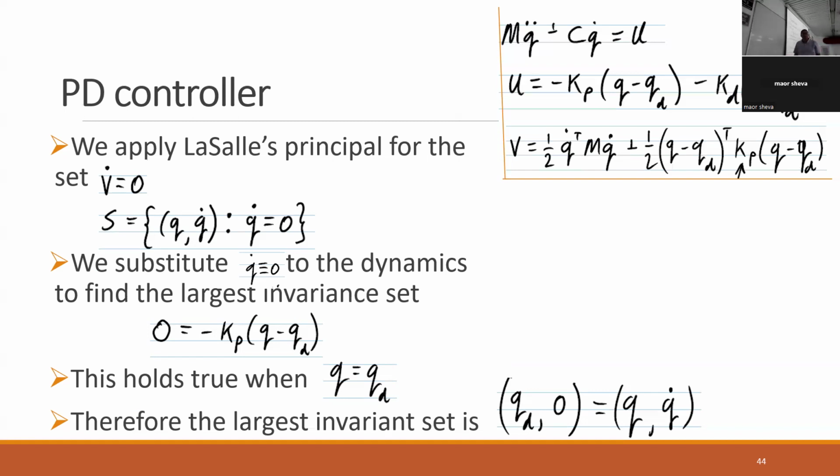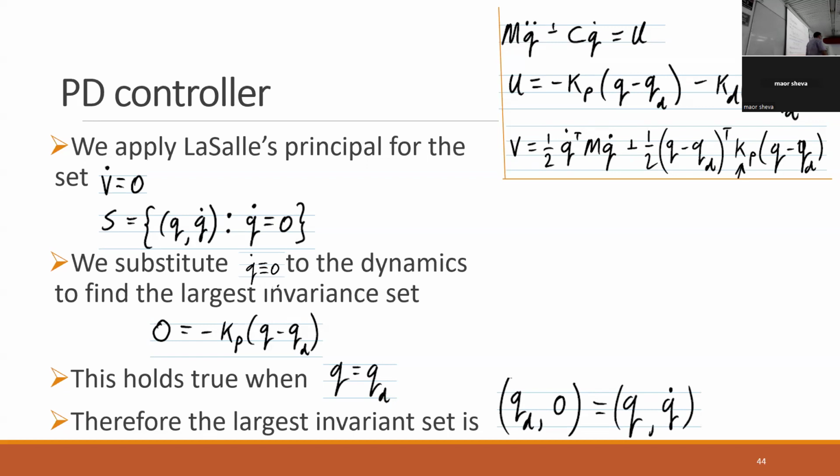And therefore, the system will be asymptotically stable for q equals qd and q dot equals 0. And this proves the stability of the PD controller.